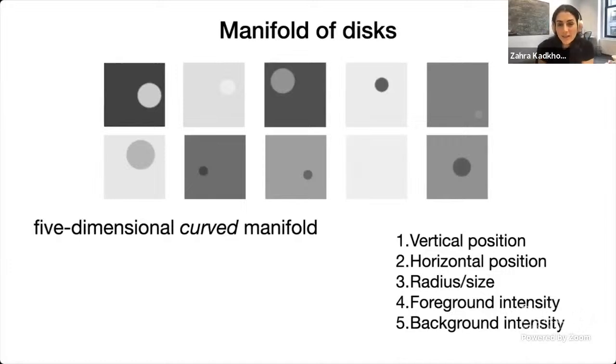Now the second class that we consider is the class of these disks. We generate a data set of disks. This data set is generated using 5 parameters. So all images from this data set lie on a 5-dimensional curved manifold. So what are these 5 parameters? It's the vertical and horizontal position of the disk, so the disks are translating, the radius or the size of the disk, so they are dilating, changing sizes, and the foreground and background intensity of the disks.